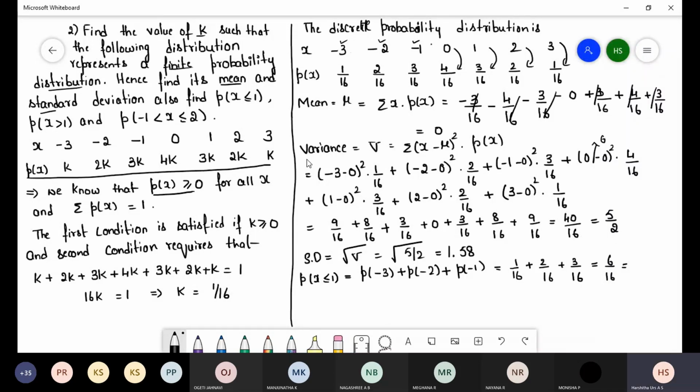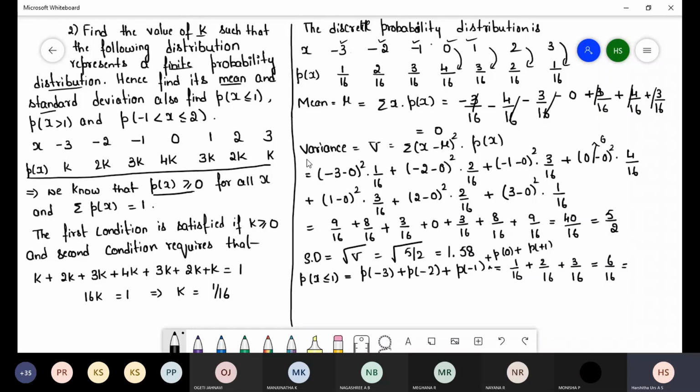Ma'am, P of 0, ma'am. Less than or equal to 1. Okay, I missed here. Less than or equal to means two more terms I have to add. That is P of 0 plus P of 1. Two more values because less than or equal to 1. I thought it is minus 1. So P of 0 plus P of 1. All the 5 terms we have to add.